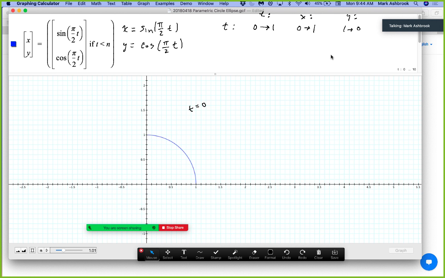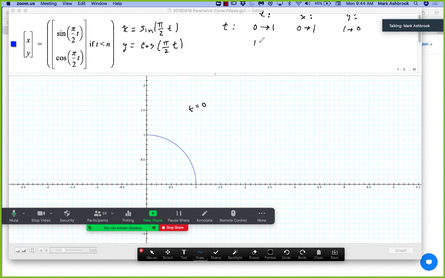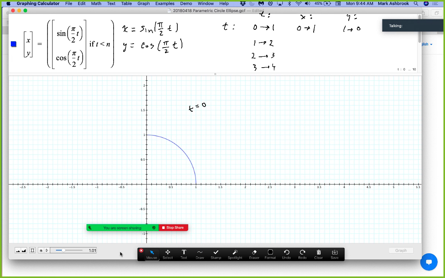And then we can continue to construct that table. T goes from, say, 1 to 2, 2 to 3, 3 to 4, and looking at how x and y change. And I think we saw that it creates the unit circle. So here's t going from 1 to 2, and then t going from 2 to 3, and then t going from 3 to 4, and the corresponding changes in x and y to create the unit circle.